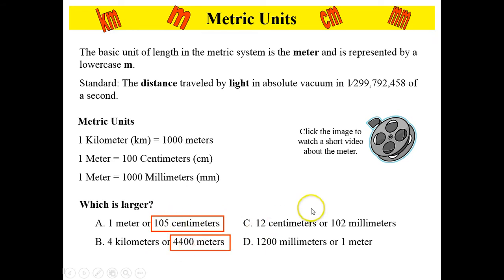The next one's a little trickier. 12 centimeters or 102 millimeters. 12 centimeters, you have to know how many millimeters are in a centimeter. And that answer is 10. So 10 times 12 is 120. That means 12 centimeters is longer than 102 millimeters.